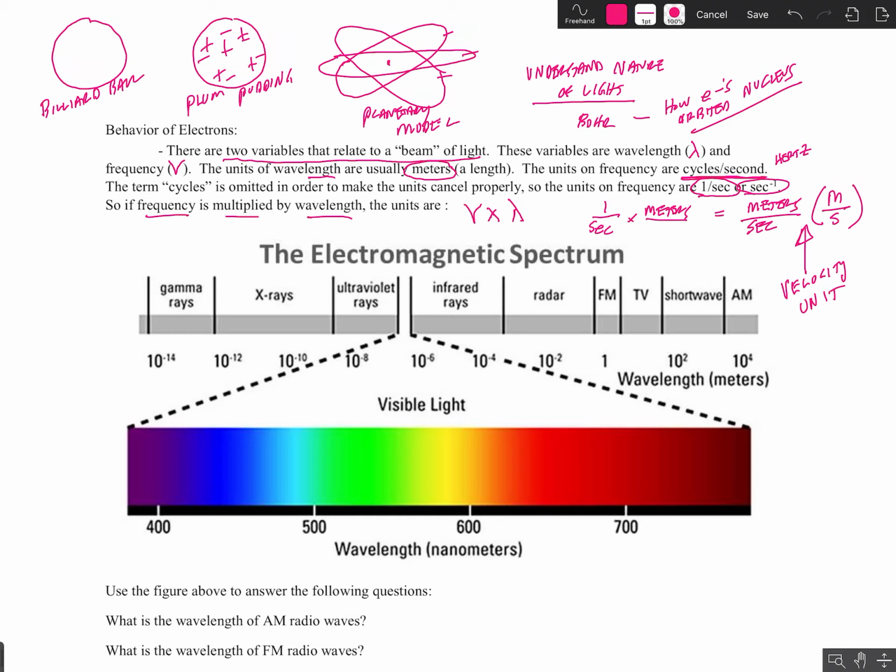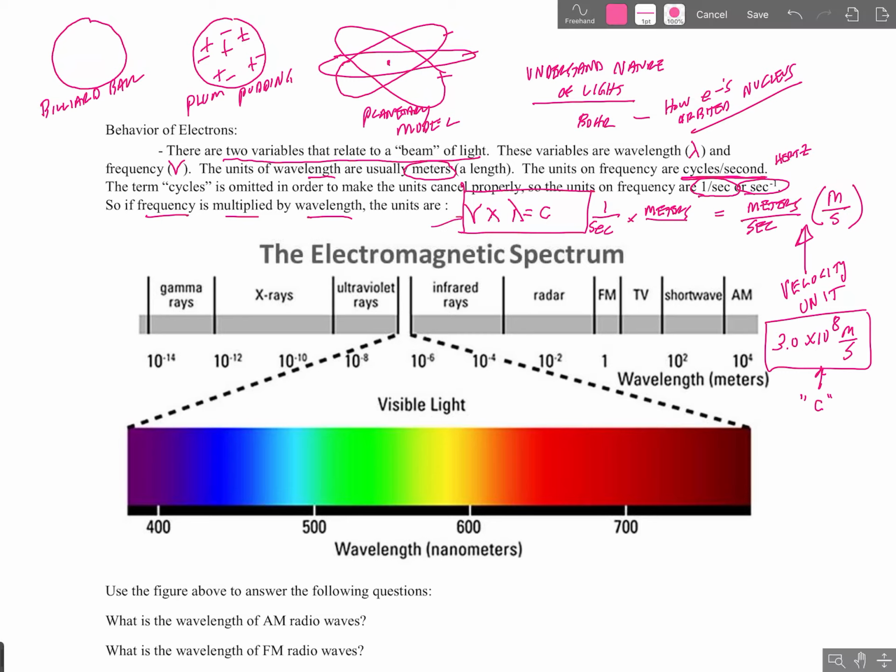And of course, all light travels at the same speed. So this ends up being 3.0 times 10 to the 8th meters per second. All light travels at that speed. We call this the speed of light, which is symbolized by the lowercase letter c. So back up here, where we multiplied frequency by wavelength, we end up with the unit meters per second, which we symbolize with the lowercase letter c. All light travels at that speed.